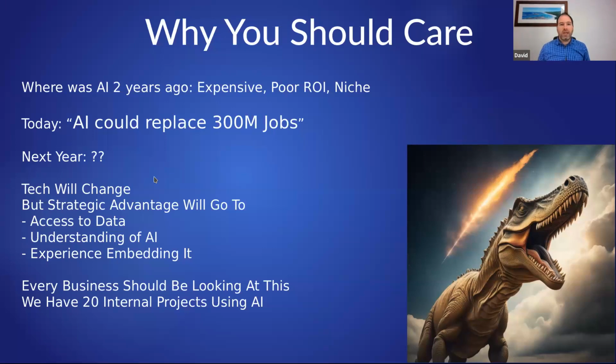That we don't want that to be us. So the technology will change. That's a guarantee. But in the future, strategic advantage will go to people who have access to their data, people who have an understanding of AI and how it can help them, and people who have experience of embedding it within their business. Because AI a year from now or 2 years ago will be better and more capable.